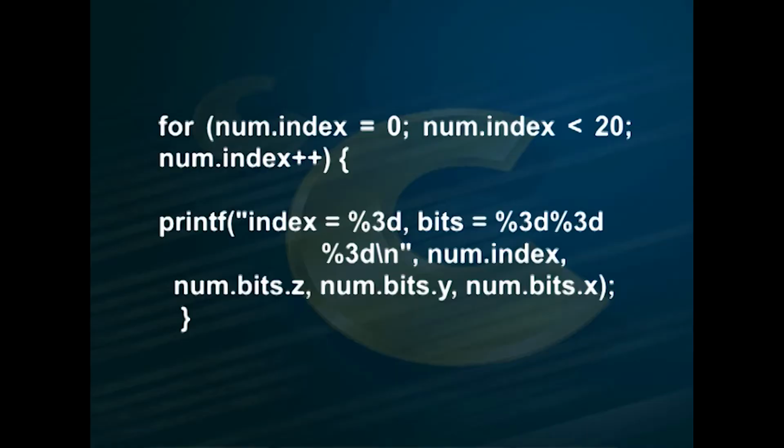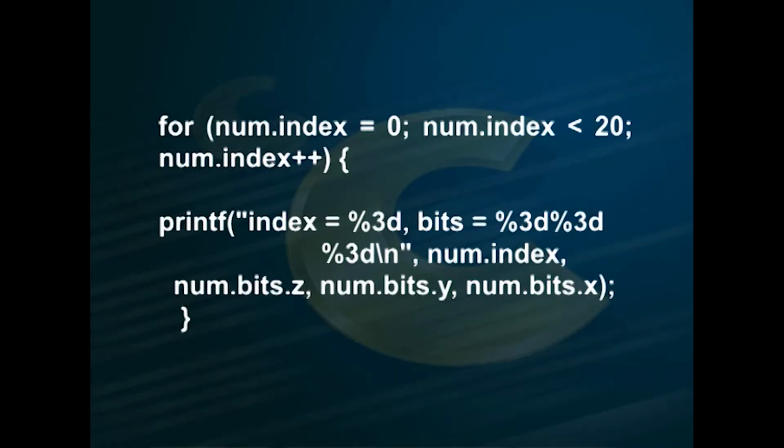Moreover, because the union causes the bits to be stored in the same memory location as the variable index, the variable x is the least significant bit of the variable index, y forms the next 2 bits and z forms the 2 higher order bits. We may verify this with the following piece of code.